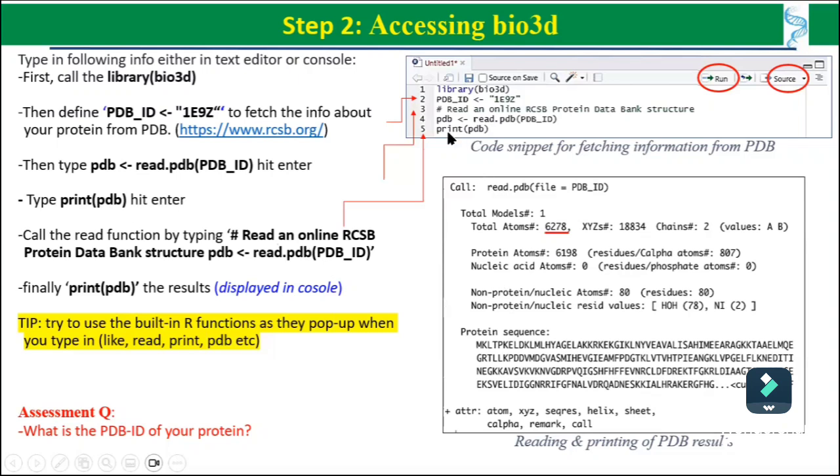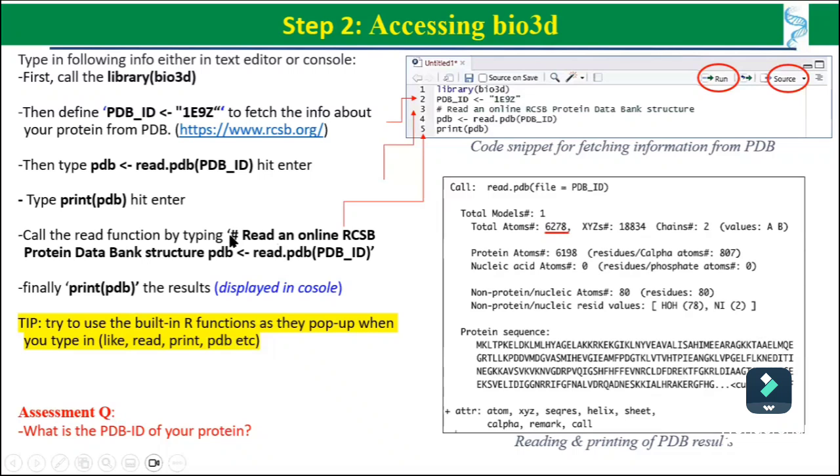All right. So when you're writing these commands and hitting enter, you're getting information like this after every command. For example, when you write read PDB with the PDB ID, which I have written here, and hit enter, this information will show up about your protein of interest, fetched by RStudio from the PDB file that we installed from the PDB database, 1E9Z, right? It has the total number of atoms, protein atoms, nucleic acid, protein sequence, and if you scroll down, you'll get even more information.